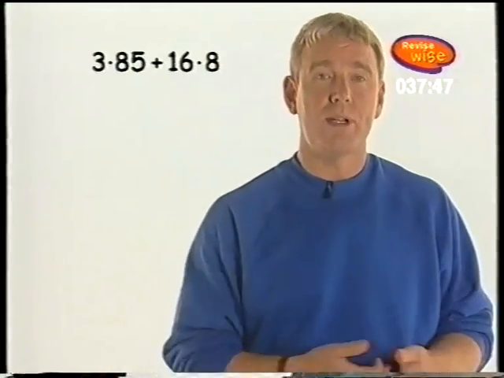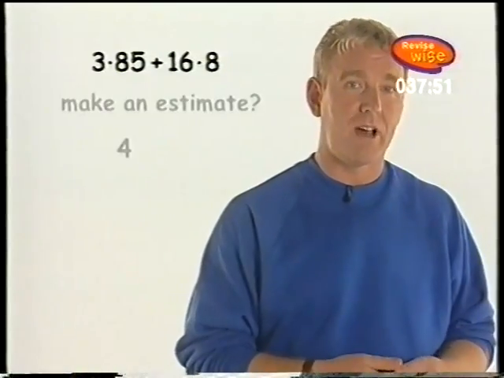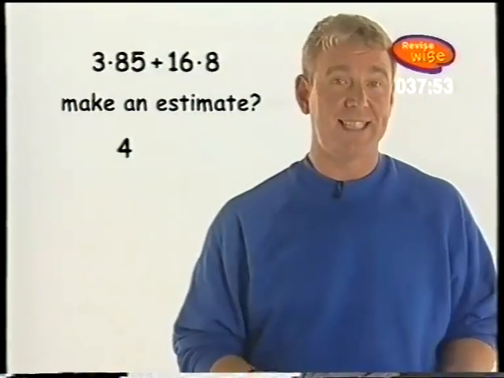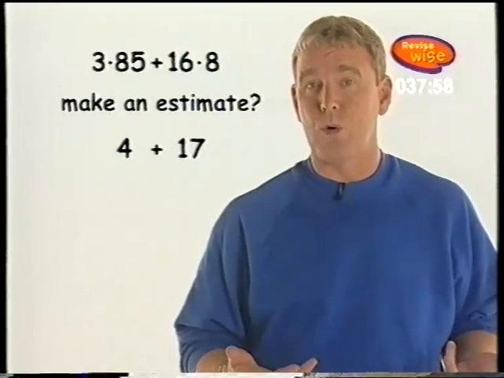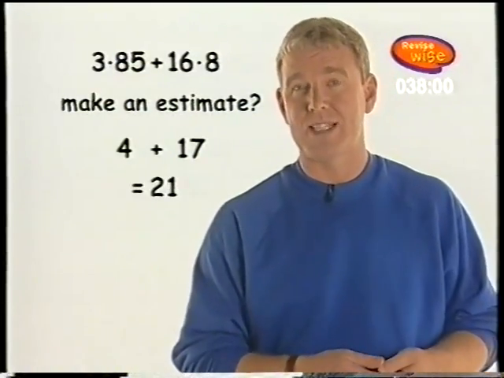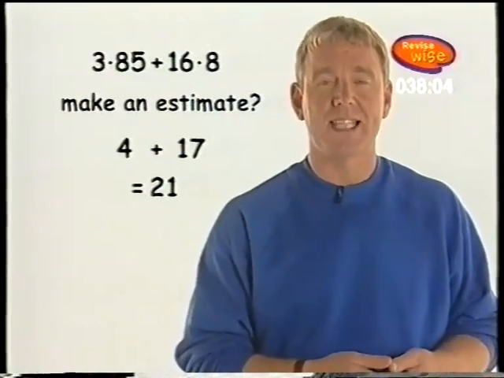Here's a useful tip when you're doing a written addition. Before you start doing the maths, make an estimate of what you think the answer should be. Try 3.85 plus 16.8. 3.85 is nearly 4, and 16.8 is nearly 17. So the answer is roughly 4 plus 17, and that's 21. Let's see if it is, and watch out in case I make a mistake.